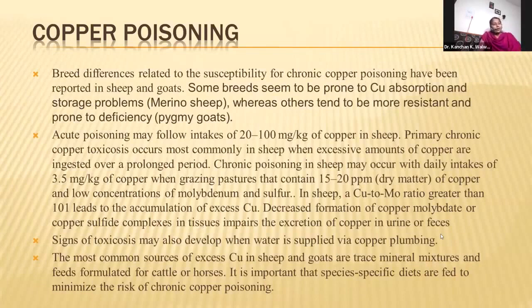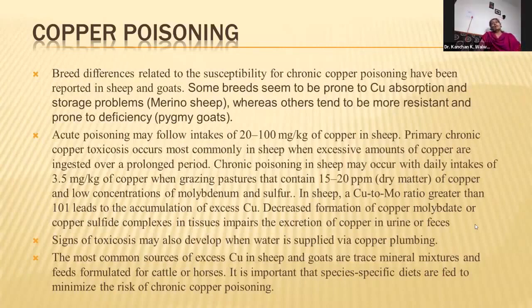Now, an important source of copper toxicity in sheep and goat is trace minerals. Sometimes in a mixed farming practice on a farm, we have cattle, sheep, goat, and also horses. A few people even have fish, aquaculture, and poultry.